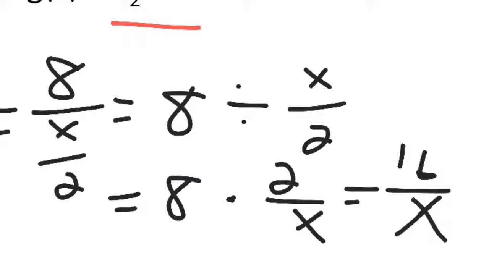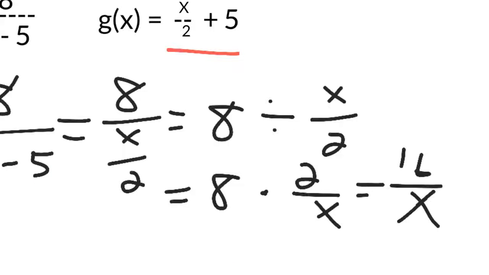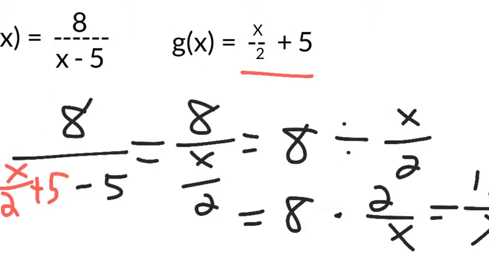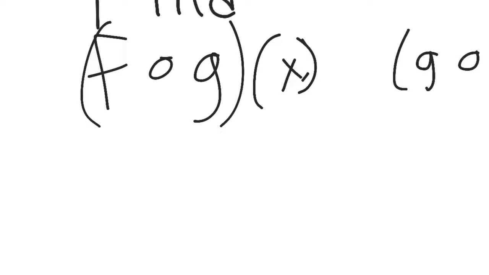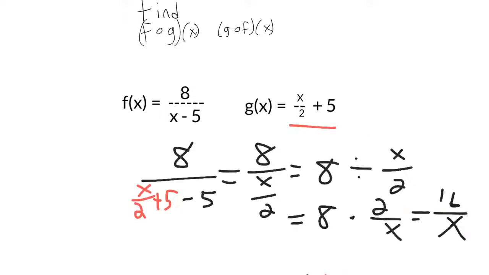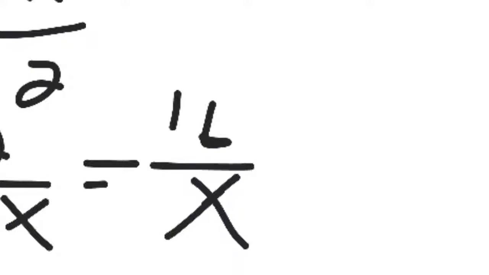And so what we would say is that f of x and g of x are not inverses of one another, because when we took f composite g, if they're inverses, you're supposed to get out just the function x. We got out 16 over x, so something different. So they are not inverses.